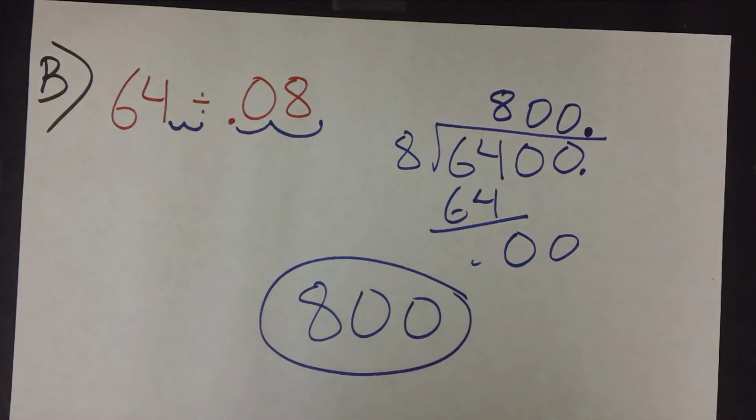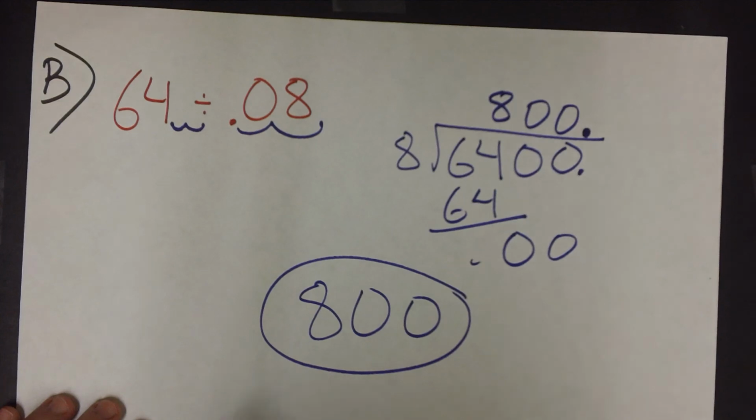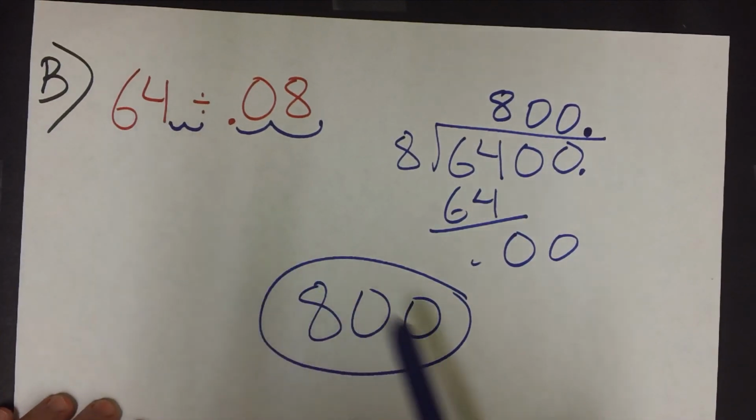So when you are dividing by a decimal, remember to move the decimal over as many times as you need to make it a whole number, and then do the same with the other number that you're dividing into.